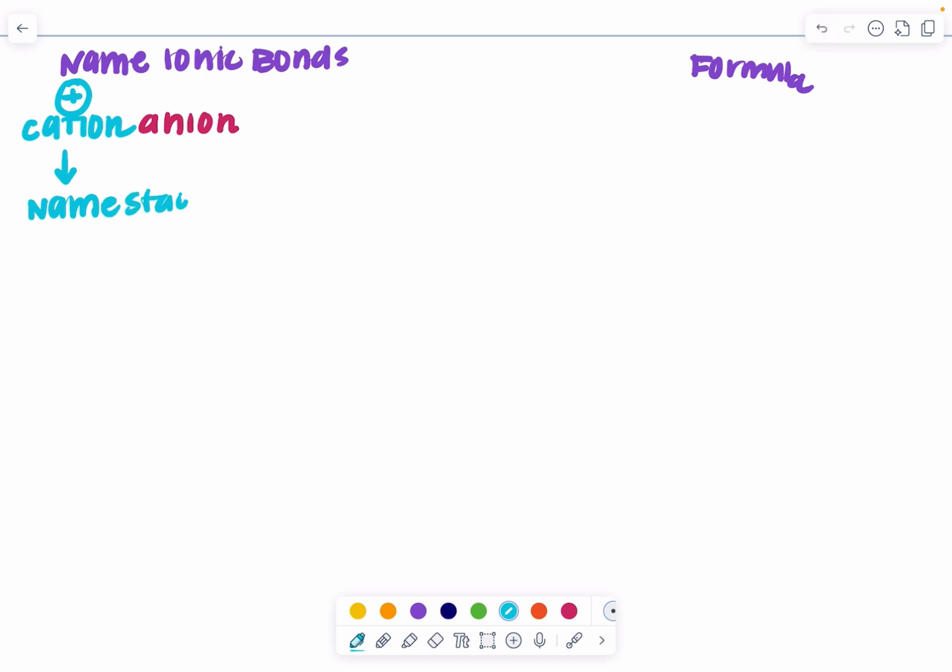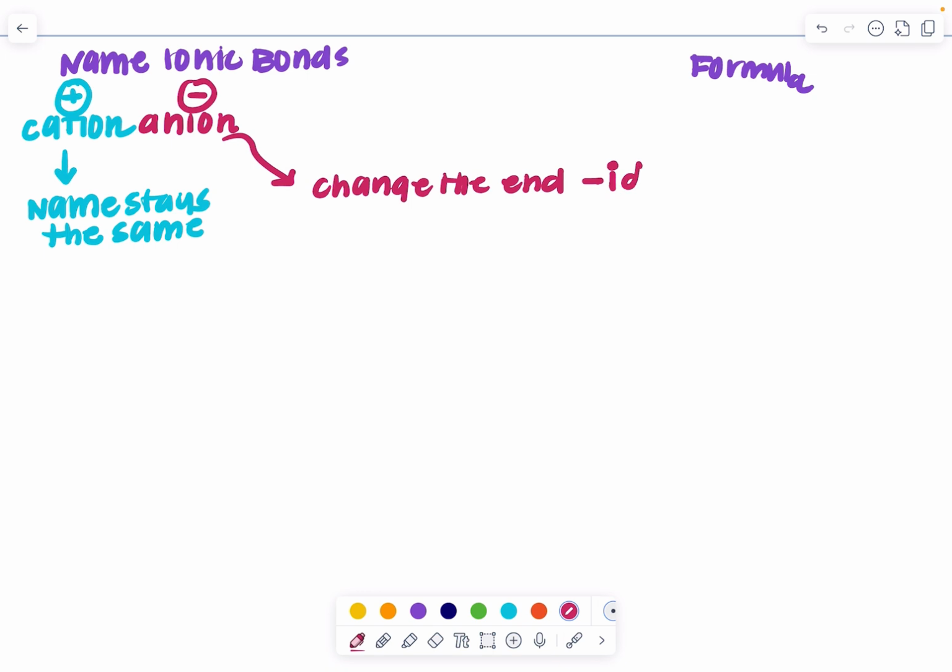Name stays the same. Okay? The anion is the negatively charged ion, and it's almost named exactly the same. We just changed the ending to IDE. So the suffix will change.